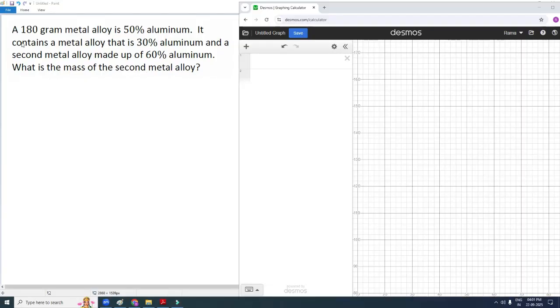The mass of the given metal alloy is 180 grams and it contains two metal alloys. One metal alloy is 30% aluminum and the second metal alloy is 60% aluminum. We have to find the mass of the second metal alloy.